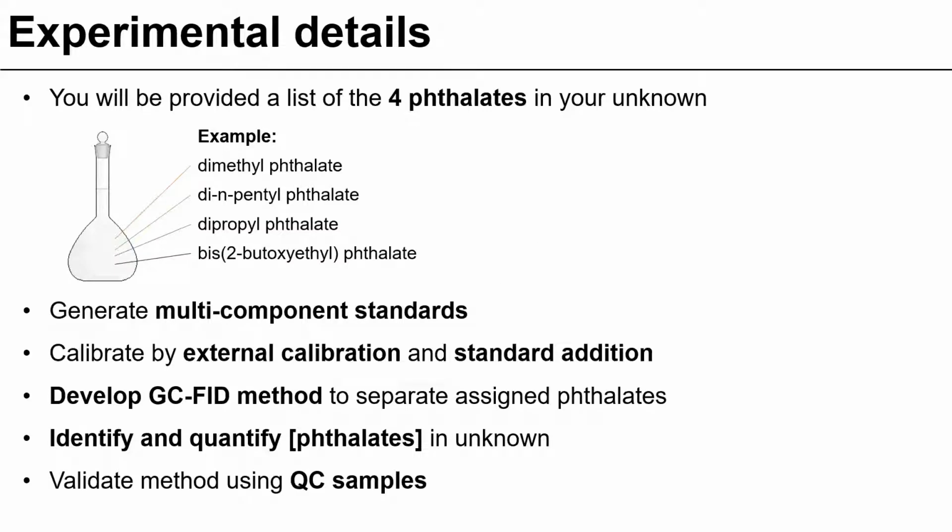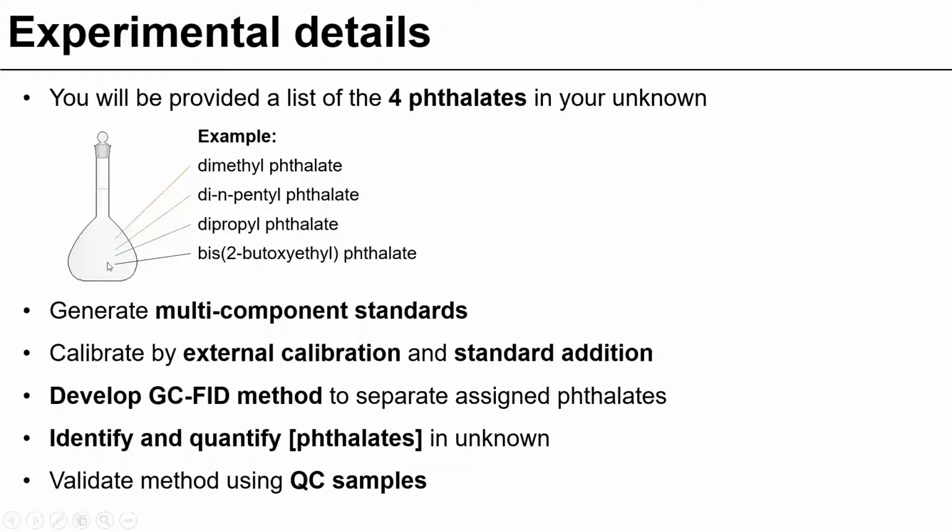All right, the second part of this, now we're going to get into some experimental details. The way that this experiment is going to work is that we are going to give you a sample with 4 phthalates in it. Not every group is going to have the same phthalates. Everybody is going to have a different mix. We're going to give you the identities of those compounds, though.